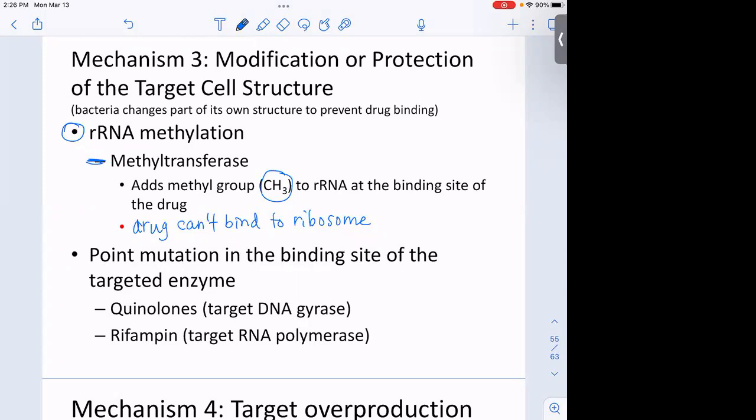And along those same lines, if the antibiotic is targeting an enzyme, there might be just a point mutation in that enzyme, say in DNA gyrase or RNA polymerase, that doesn't affect the functionality of the enzyme. It's just that then the drug can't bind to it.